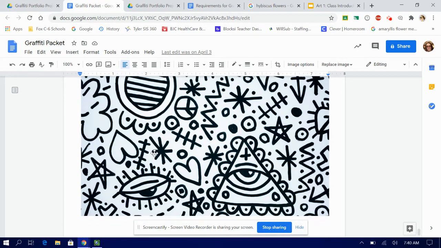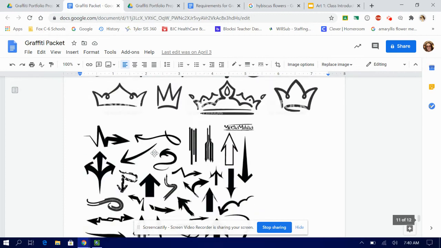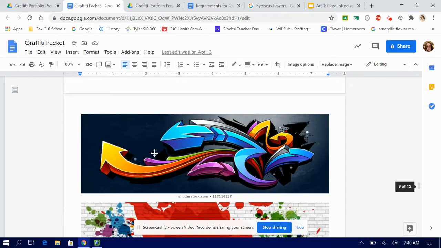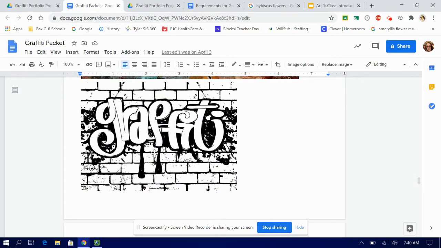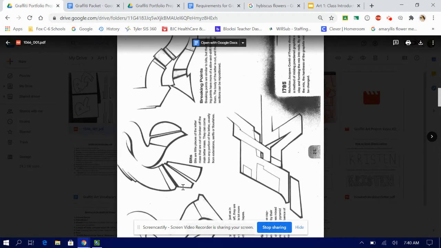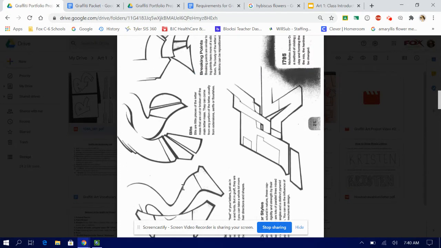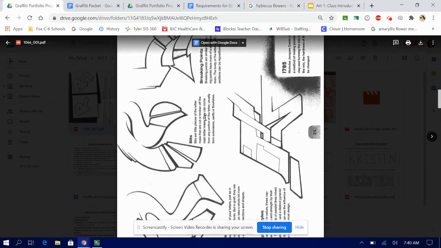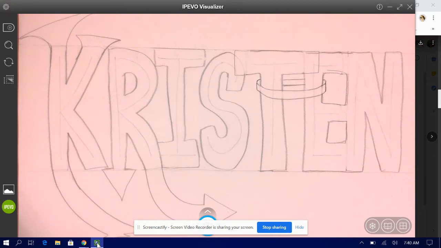There's a mouth. Here's a bunch of symbols. So that gives you a little bit of ideas if you are wanting to use the graffiti style. I also have this packet that shows you how to break up your letters a little bit. So there's these things called breaking points and bits that you're welcome to use in addition to the serifs. And so I'll go ahead and show you how to do that now on my screen.